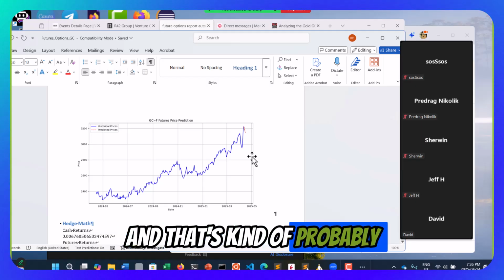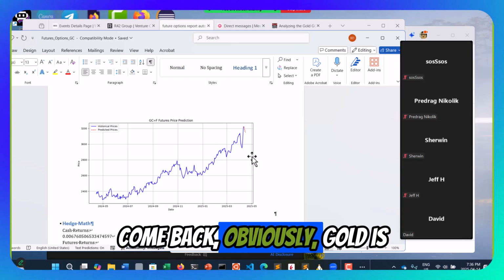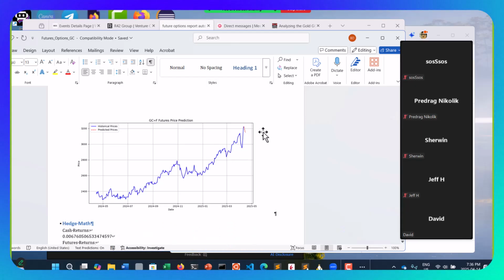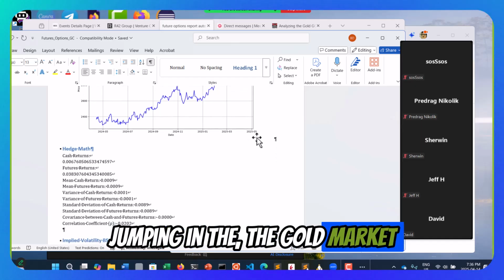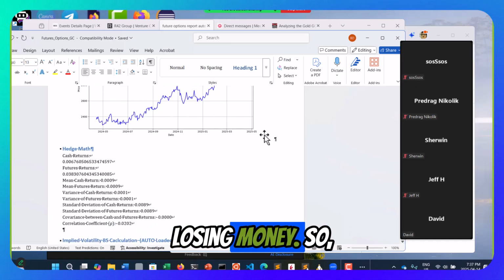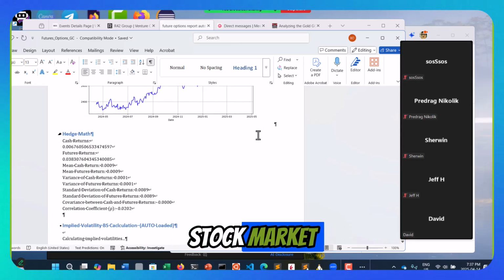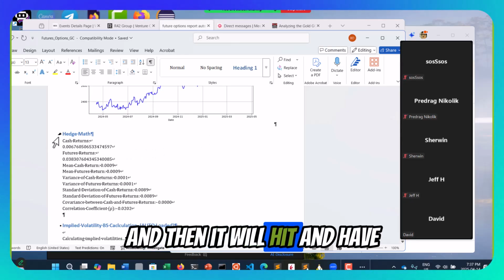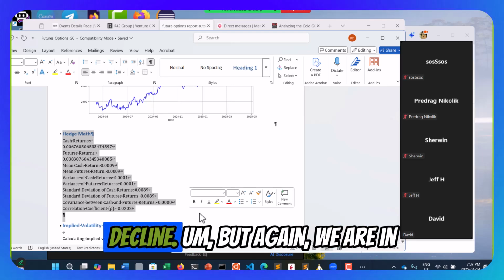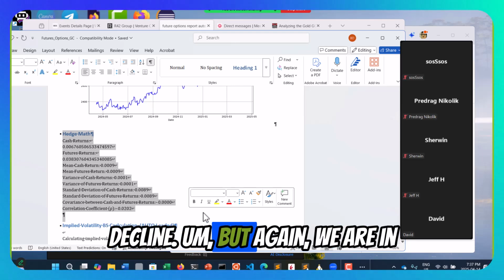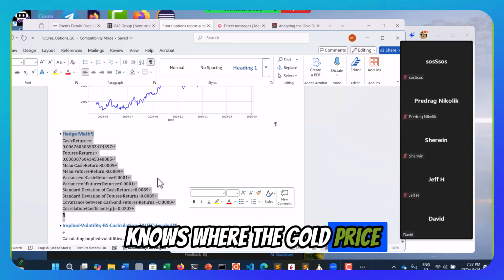That's probably accurate, because if the stock market comes back, obviously gold is going to decline. Then all the people jumping into the gold market are probably going to start losing money. So again, this is part of the problem when you're in the stock market. And then it will hit and have your gold price decline. But again, we are in new territory. Nobody knows where the gold price will go.